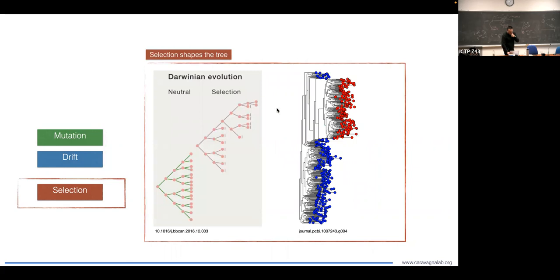So essentially, the difference between selection and neutrality is that selection shapes the evolutionary tree, right? The kind of thing you see here is a phylogenetic tree. The one you see on the right is completely balanced because it's neutral, while the one you see on the left is unbalanced because it has been shaped by selection forces, right? There are more offspring of this set of cells rather than the other cells. That's basically what it means to undergo some form of positive selection.